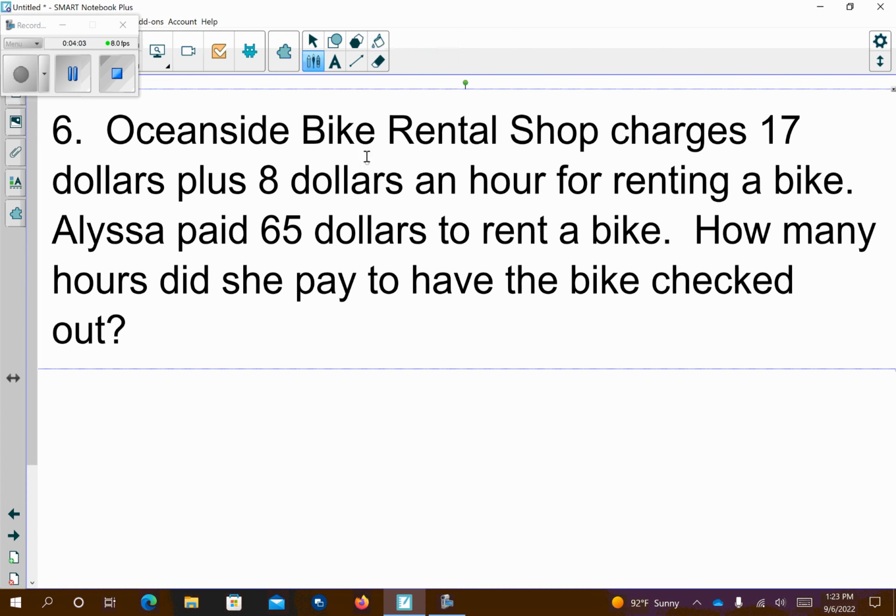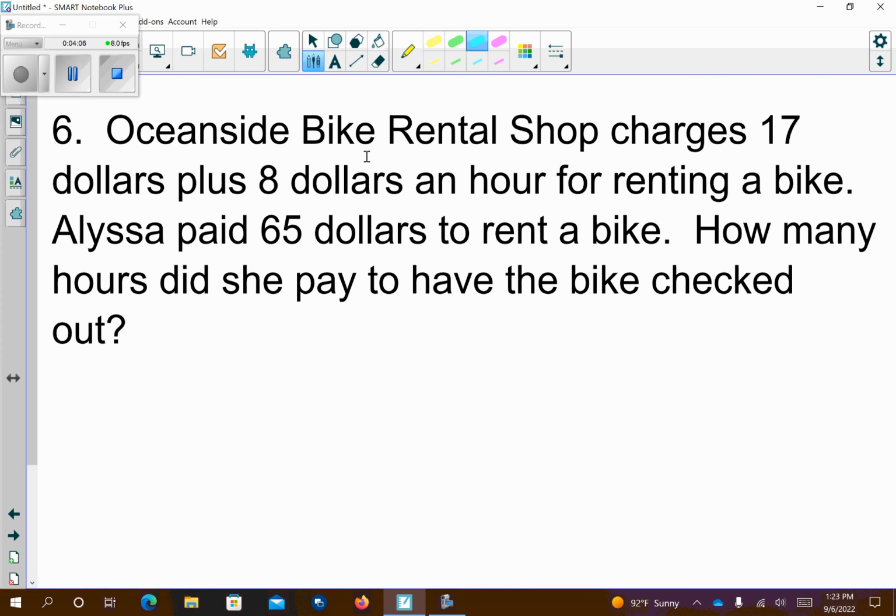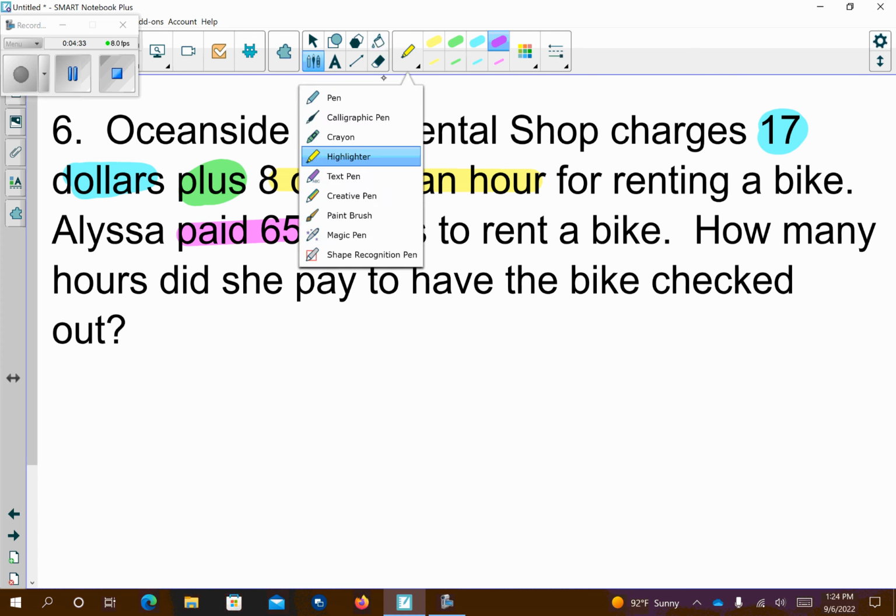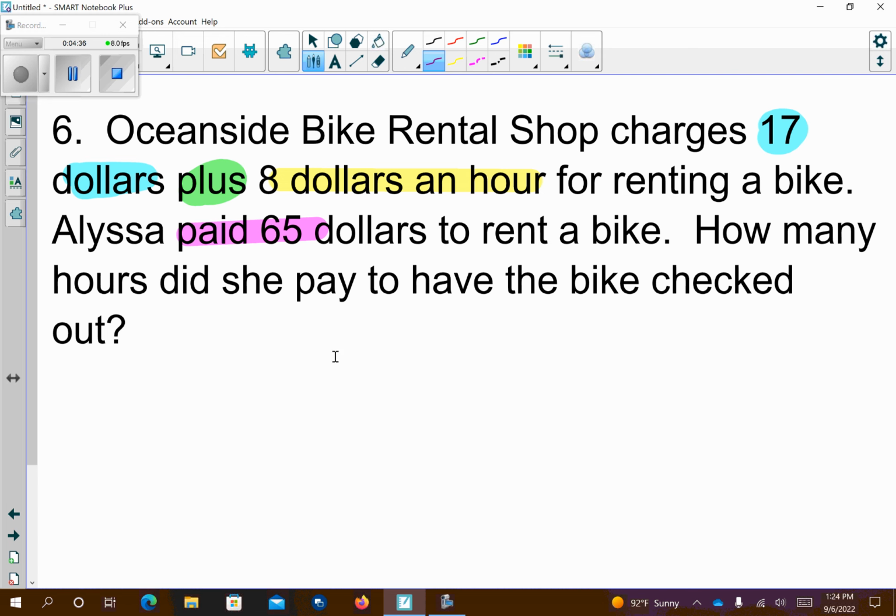All right, let's read this one. It says, Oceanside Bike Rental Shop charges $17 plus $8 an hour for renting a bike. Alyssa paid $65 to rent the bike. How many hours did she pay to have the bike checked out? So it looks like we have $17, and then we have plus, we have $8 an hour, and then our last thing that we have is she paid 65 total. Okay, so let's think about this. Each hour we're going to rent the bike, so we call this x, that's plus, and then paid 65, so it's equals 65. Okay, so each hour she rented the bike was 8x, or 8h, whatever you wanted to call it. And then there was an initial fee of $17.